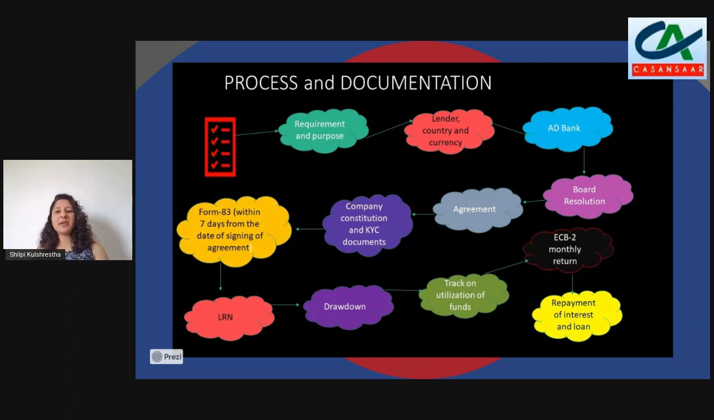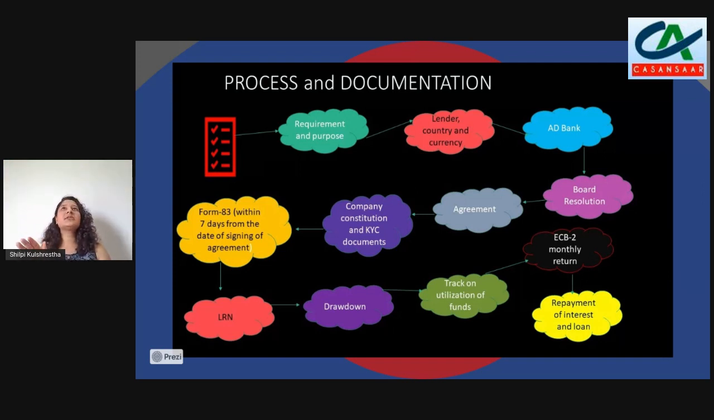Another is repayment of interest and loan. As and when your repayment, interest, or loan penalties, if any, are to be paid, you can make the payment according to the agreement. And if there is any change in the agreement, you need to immediately inform the RBI by filing Form 83 through the authorized dealer. So this is the practical process of external commercial borrowing, which is very important.